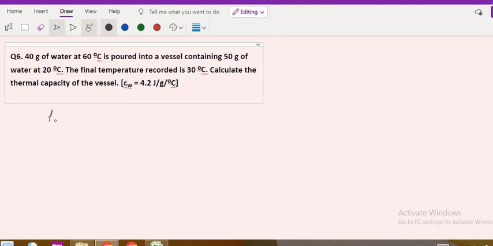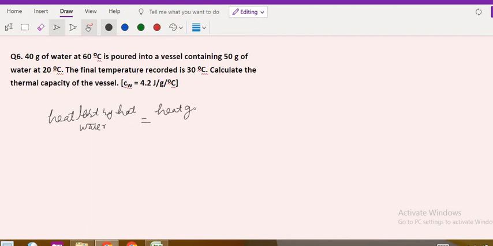What I have here is heat lost. The heat lost by hot water would be equal to heat gained. Now, heat gained by cold water, meaning the water which is at 20 degrees Celsius, plus the vessel. Heat gained by cold water and the vessel. So what is the heat lost by the hot water? Again the same formula, Q is equal to m into c into ΔT. The same formula we are using.